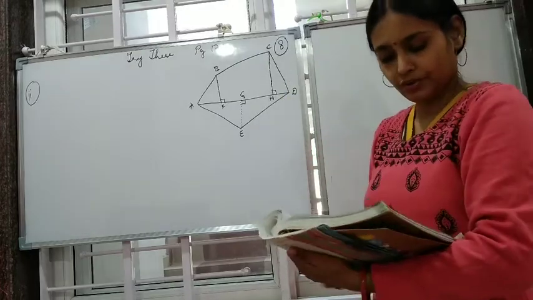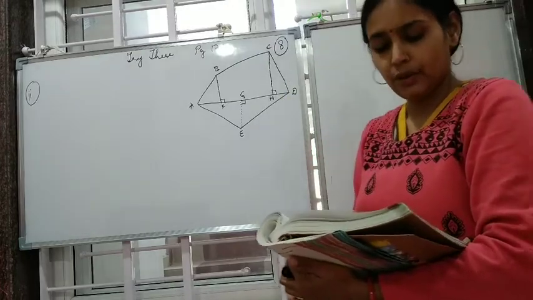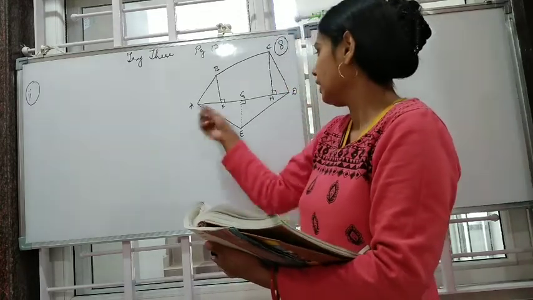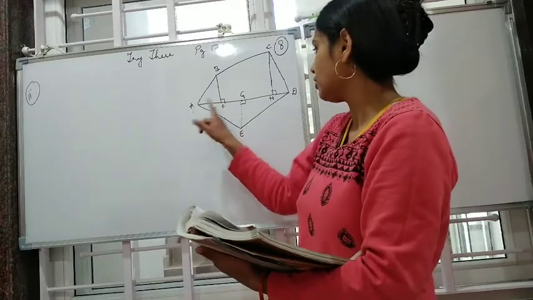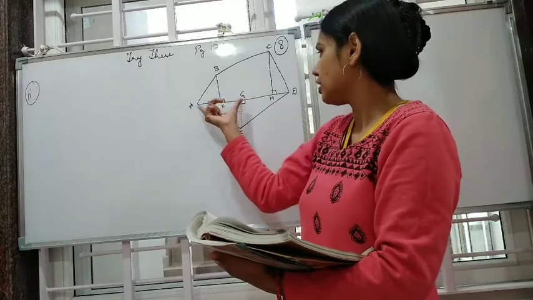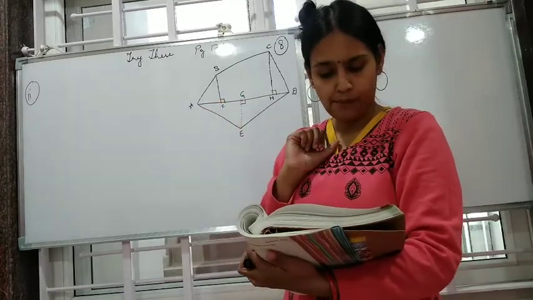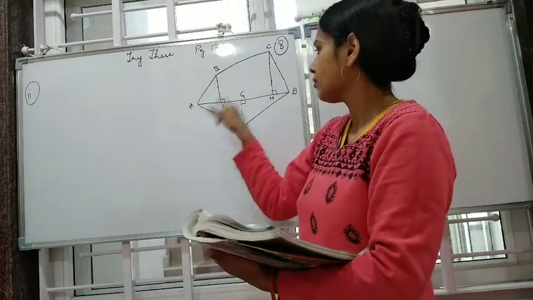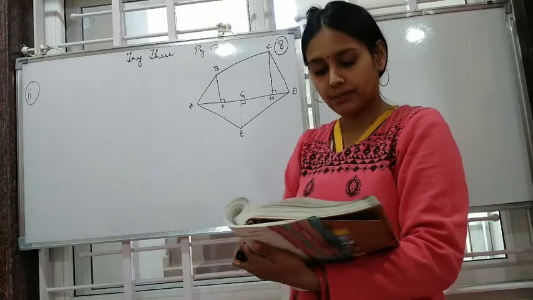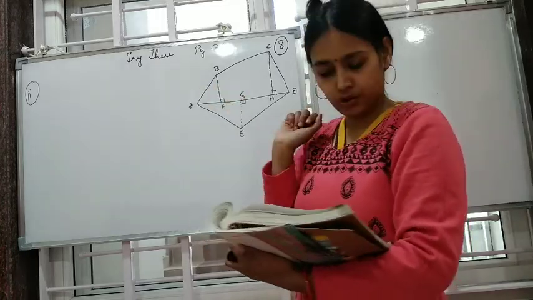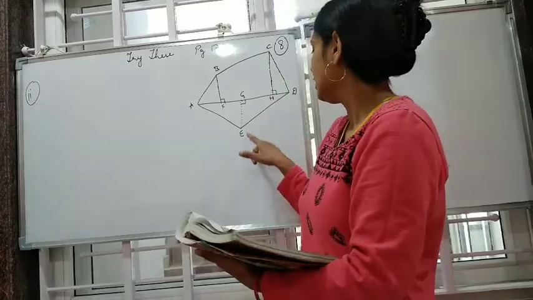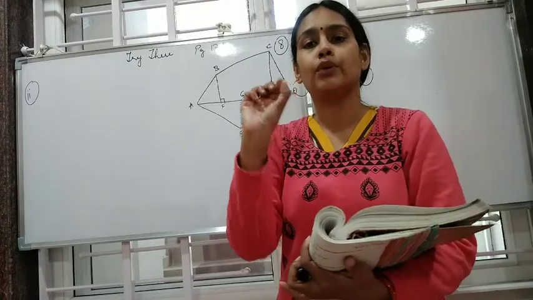So first, I'll just read the question. Polygon ABCD is divided into parts as shown in the figure. Find its area. If AD is 8 cm, AH is 6, AG is 4, AF is 3, and the perpendiculars BF is 2, CH is 3, EG is 2.5.